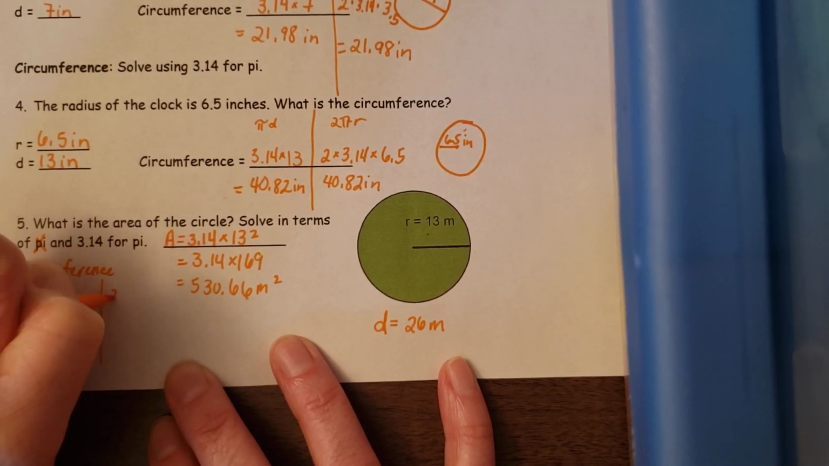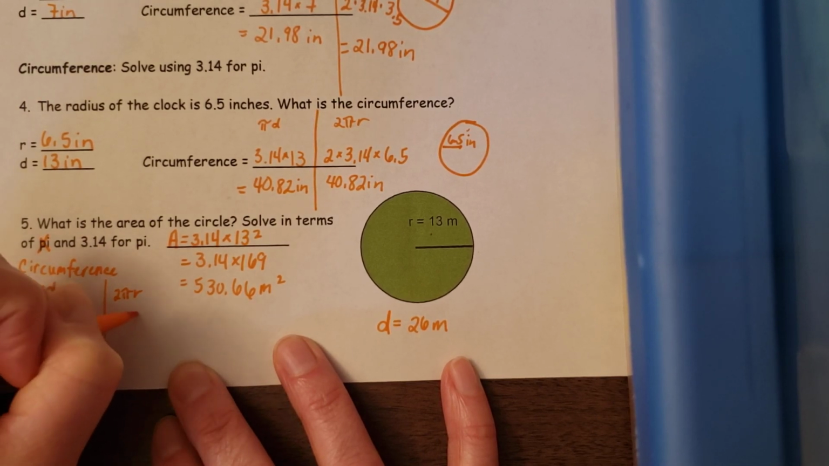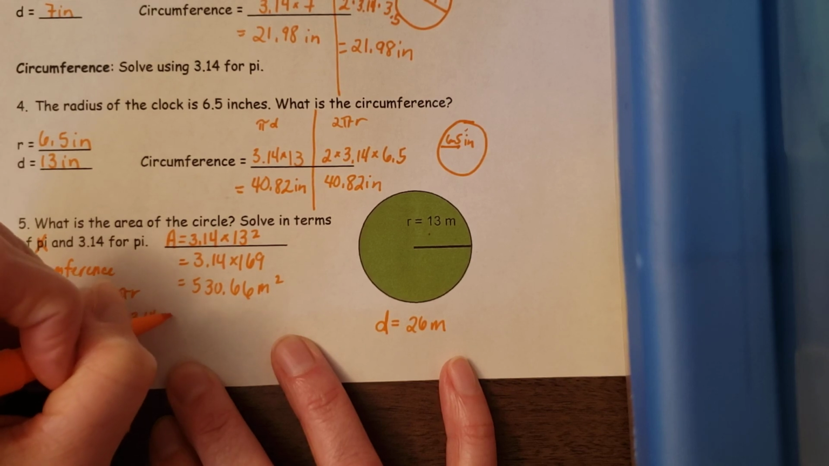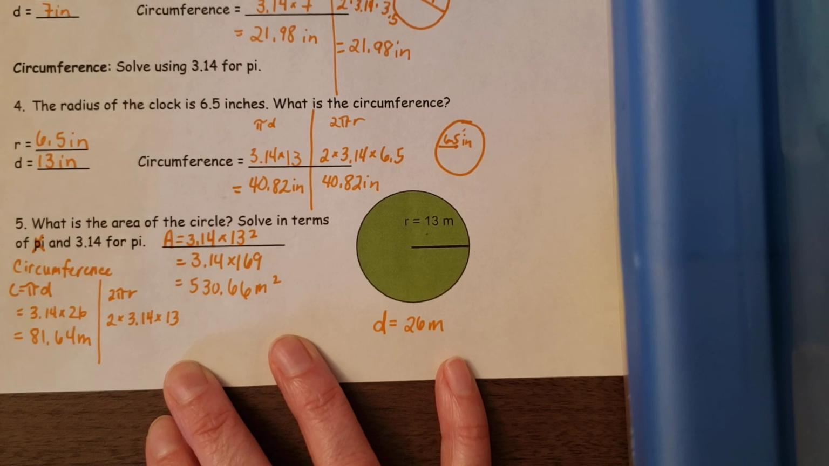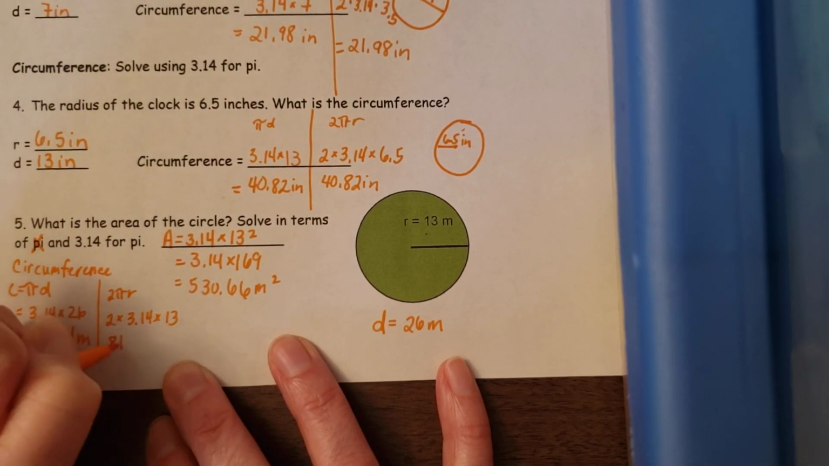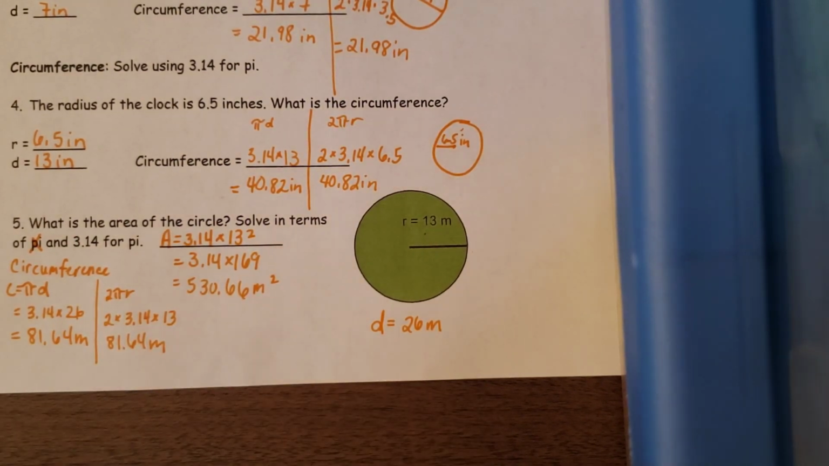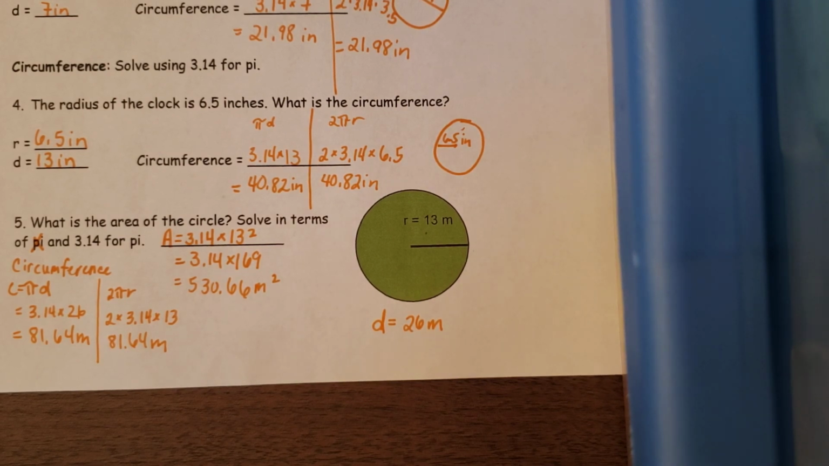Or let's try 2 pi r. We'll try it that way. 2 times pi, 3.14 times the radius, 13, 2 pi r. 2 times 3.14 times 13 equals 81.64 meters again. So that, ladies and gentlemen, is how you find the circumference and the area of circles.